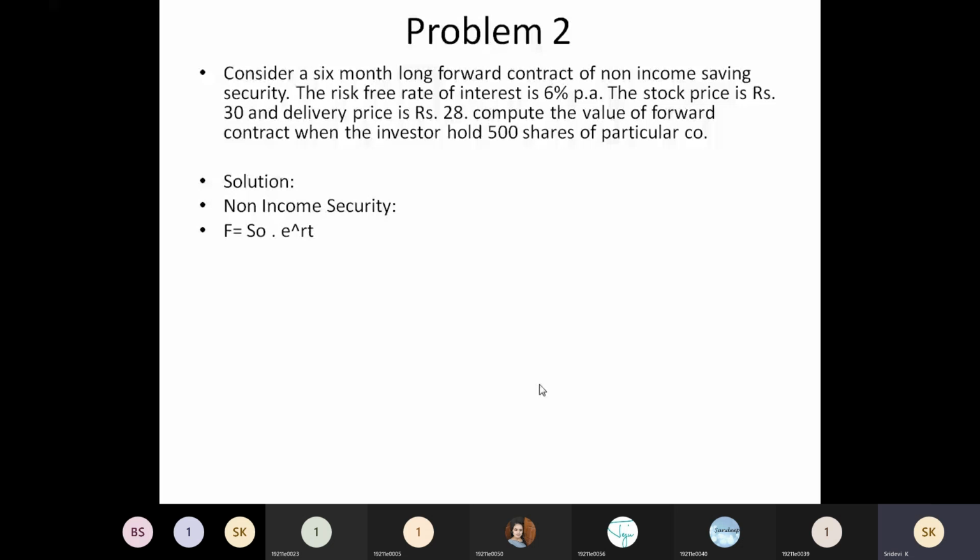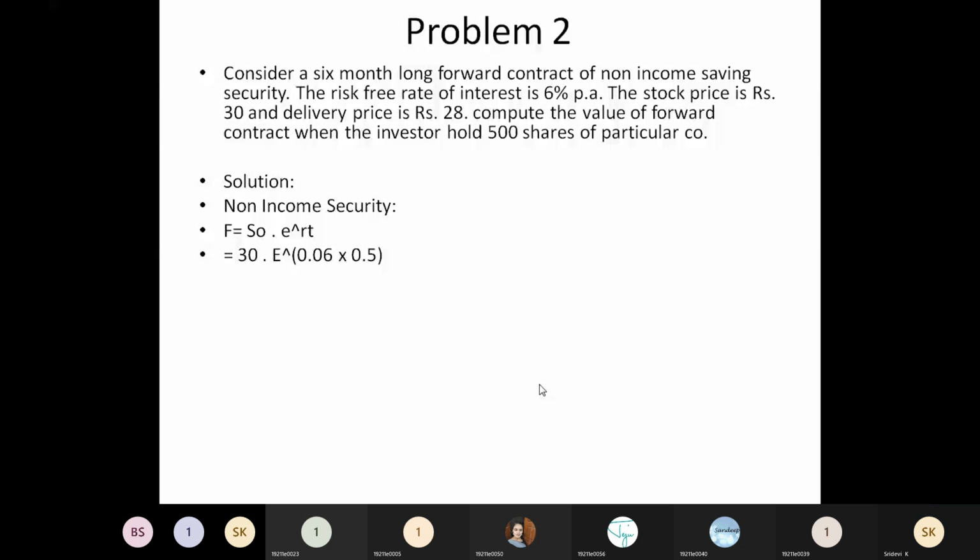See, the same formula you are going to use here, even though it is a non-income security, that is F is equal to S naught into e power RT. So first you find out what the values are. I am not restating the given information because I already explained everything yesterday. S naught is given in the problem. S naught is the stock price, the spot price, that is 30 rupees. And we are taking the R value as a 6% risk-free rate of return, which is converted into the decimal value 0.06.